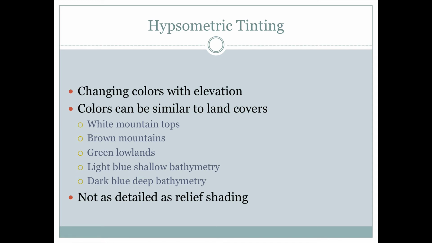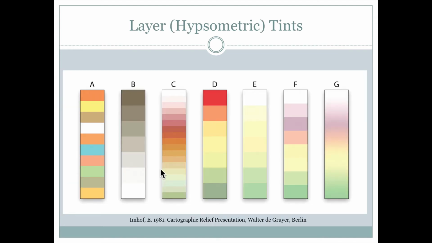Hypsometric tinting or layer tinting, and I'll use those interchangeably as well, gives a good idea of how high the elevation is, but it doesn't really give us as much detail as a shaded relief. So let's look at some of these color schemes. Here are some of those color schemes we were talking about. Here's a classic color scheme where you're going from the green lowlands up into the mountains here, up into the purple mountains, and then maybe they're snow-capped just at the top here.